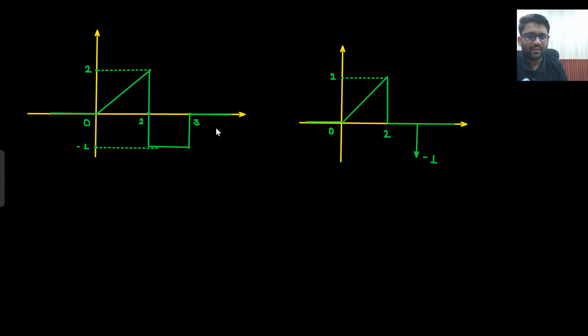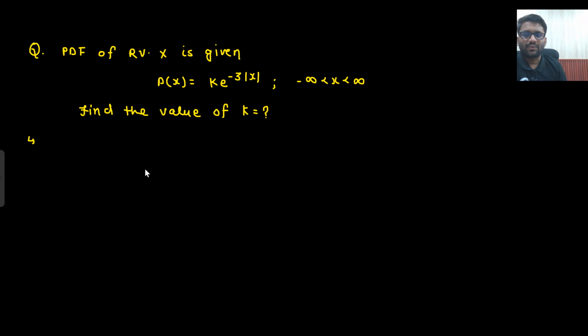What about this one? Negative. Forget about the area under the curve. It cannot be negative. If it is negative, then it is not valid. Area under the curve could be 1, but it cannot be negative. That is the required condition. Let's go to the next question.